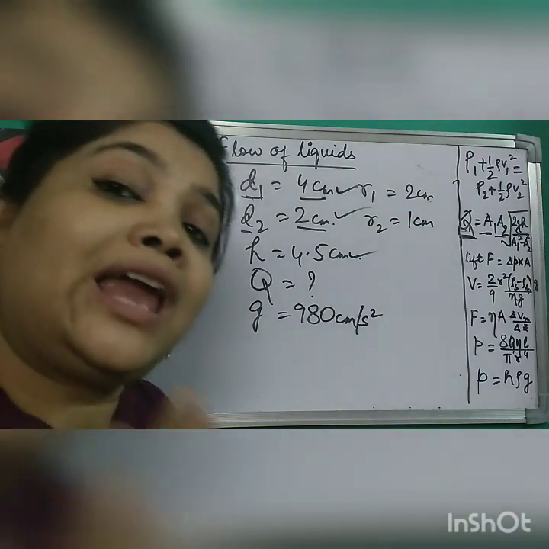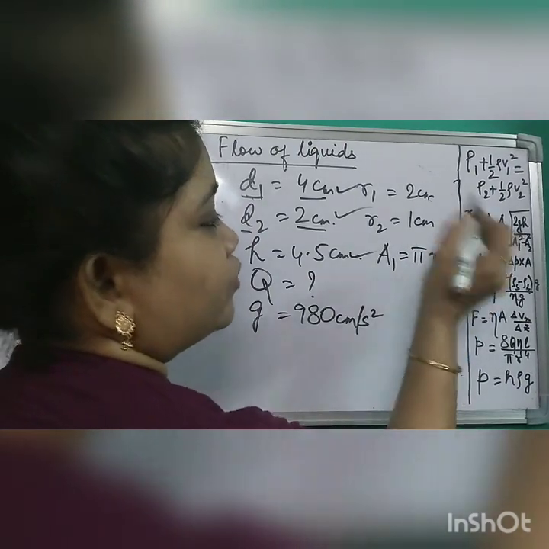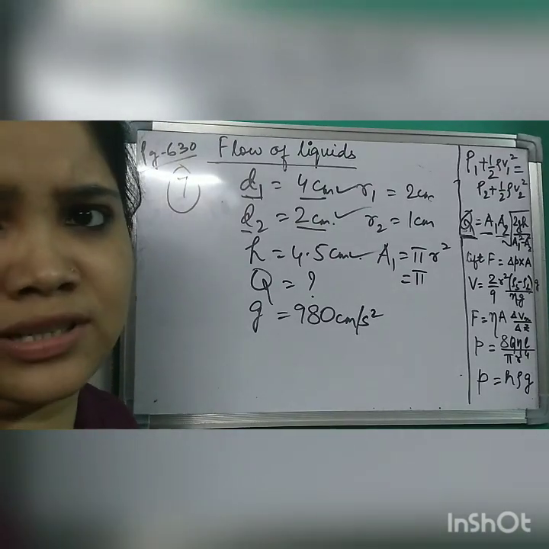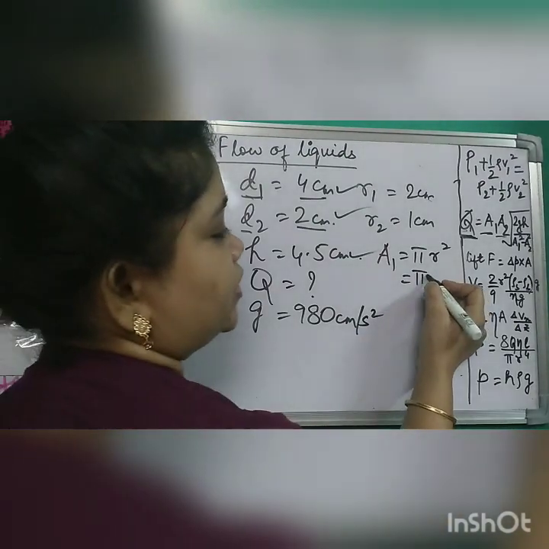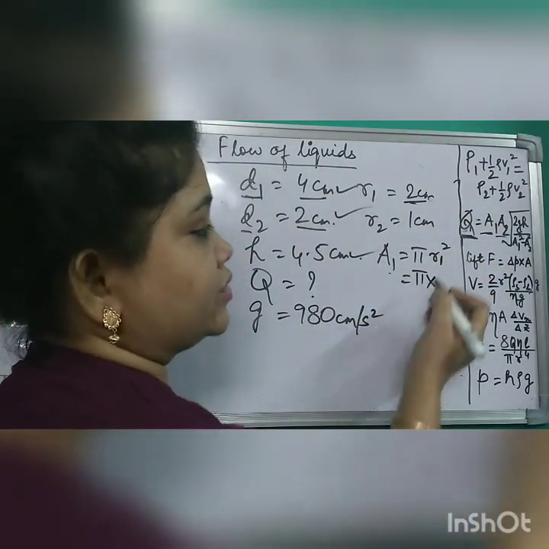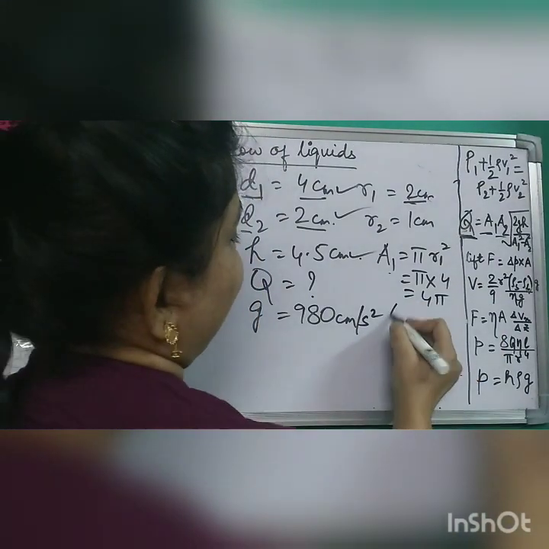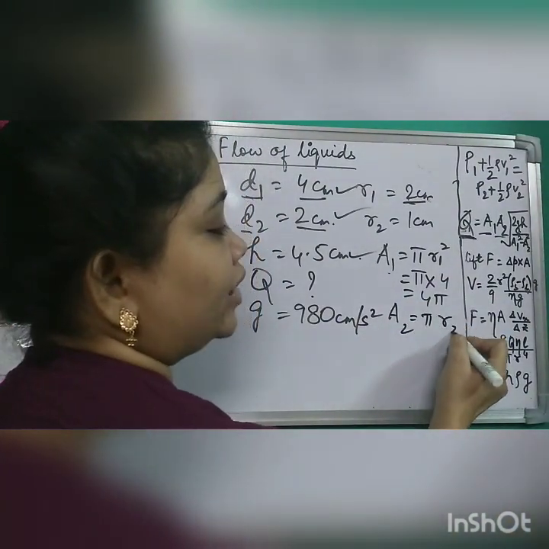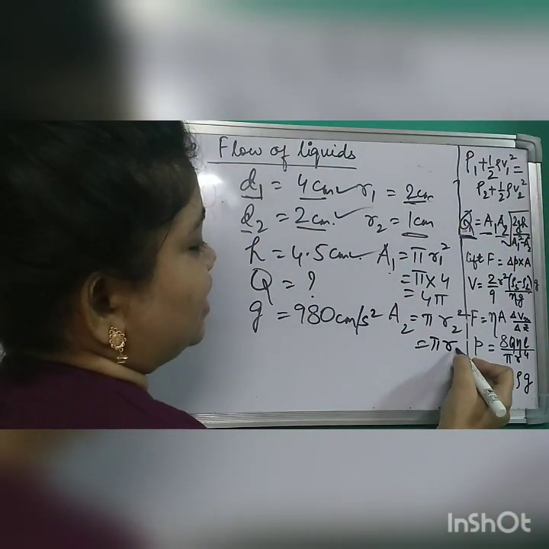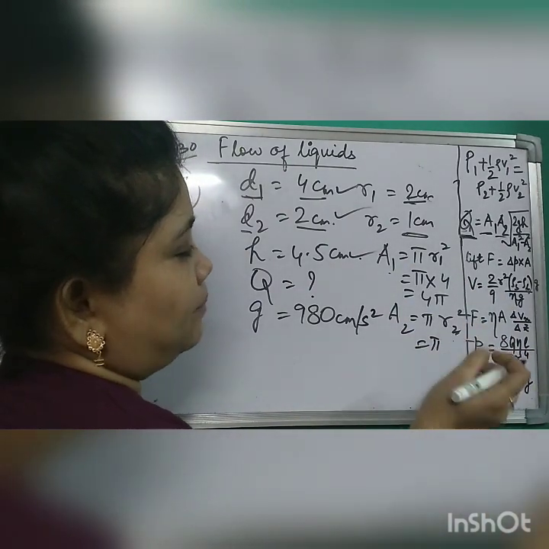Now we have to find out area 1 and area 2. How will you find area 1? Area 1 will be pi r square. Let me not put the value of pi; I will put it afterwards. Let me keep the pi as it is. So A1 is pi into r1 square, that means 2 square becomes 4, so we are getting A1 as 4 pi. And A2 means pi r2 square. What is the value of r2? 1 centimeter. So it becomes pi 1 square, that means pi.